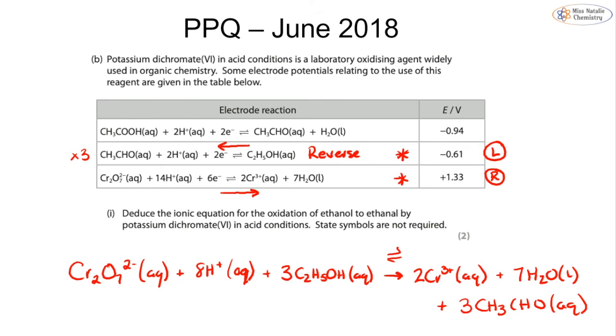Either one would be acceptable. They're not going to take a mark off for that. You get 1 mark for making sure you have all the correct species and no electrons, and the second mark for making sure it's all fully balanced.